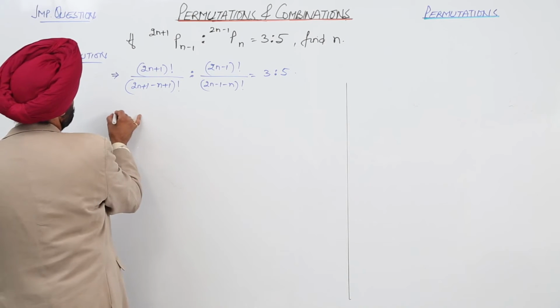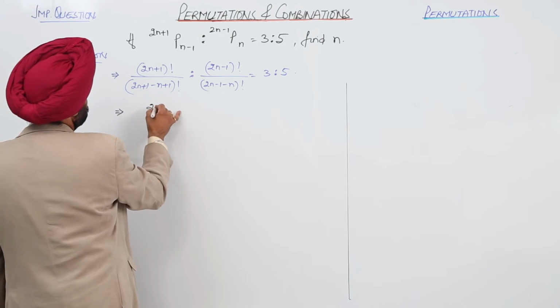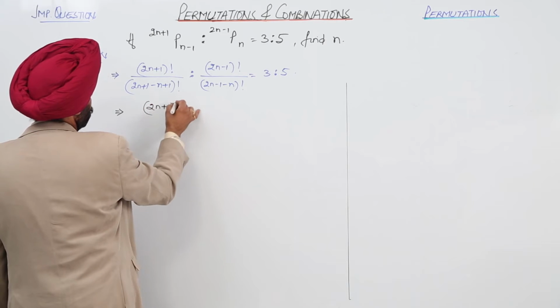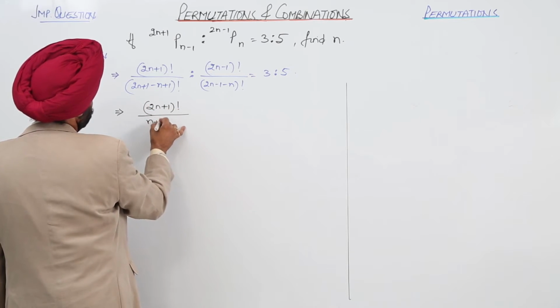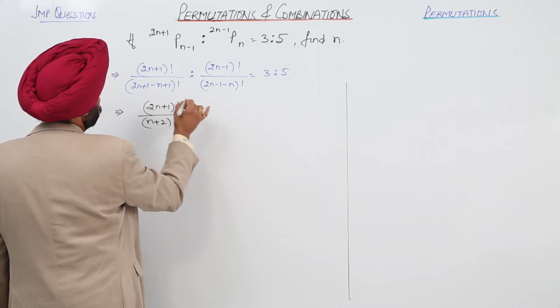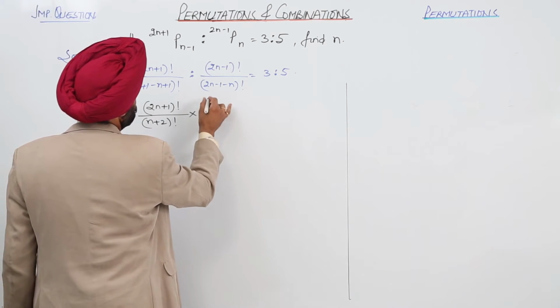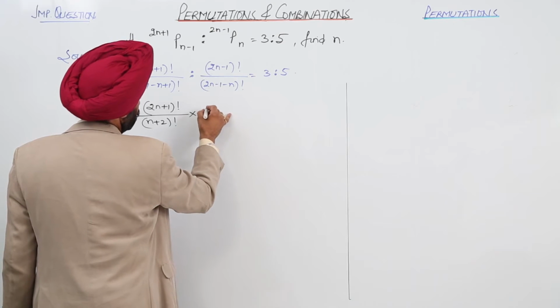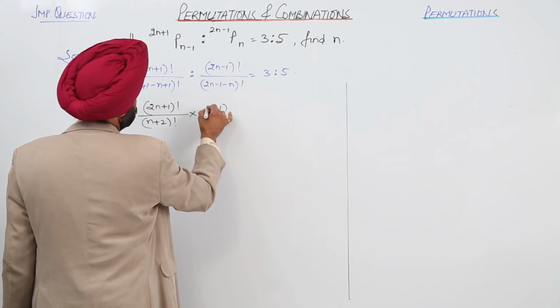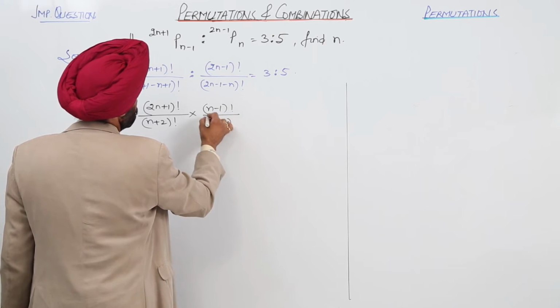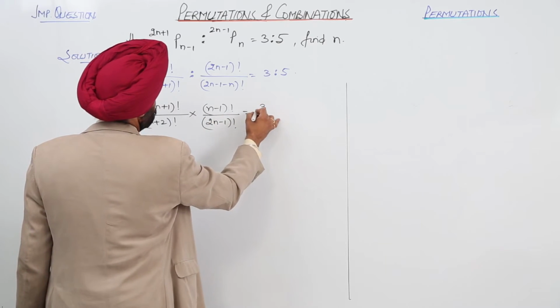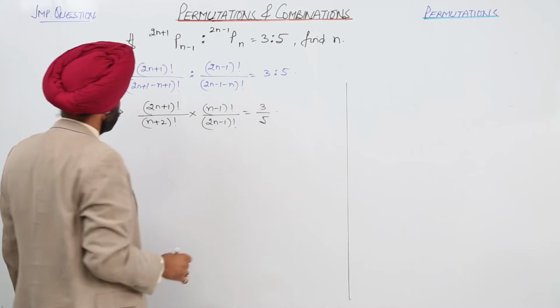Now, this becomes (2n+1)! upon (n+2)! times, now 2n minus n is what? n. This becomes (n-1)! upon (2n-1)! is equal to 3/5.